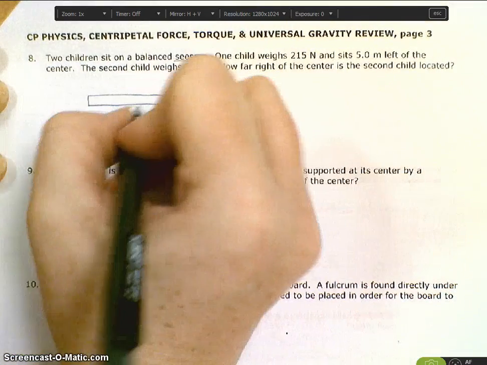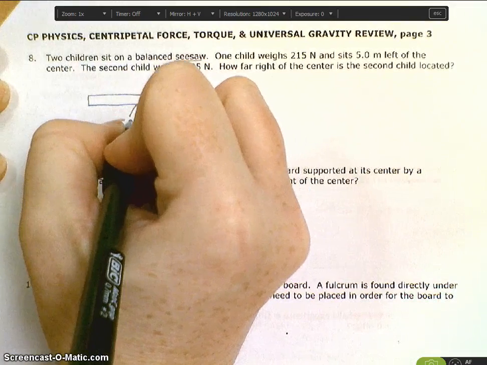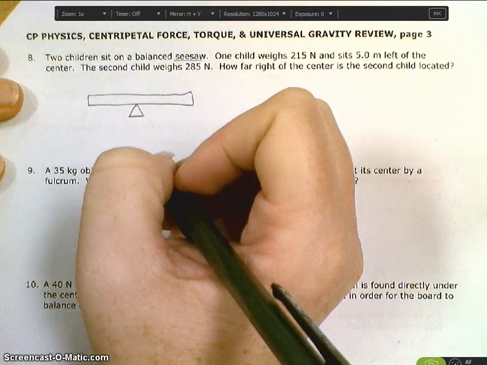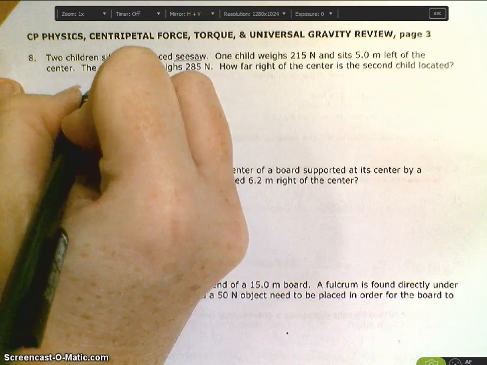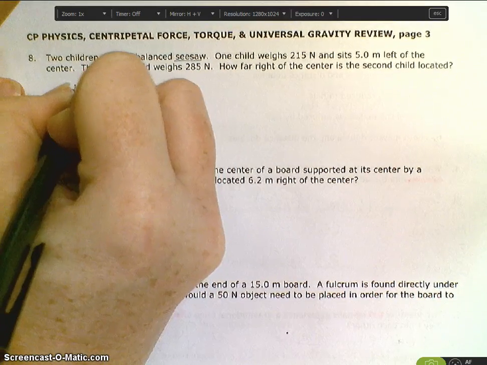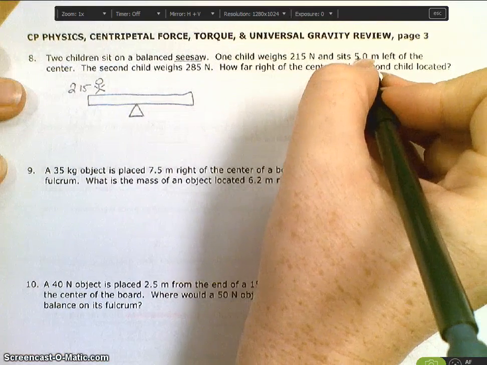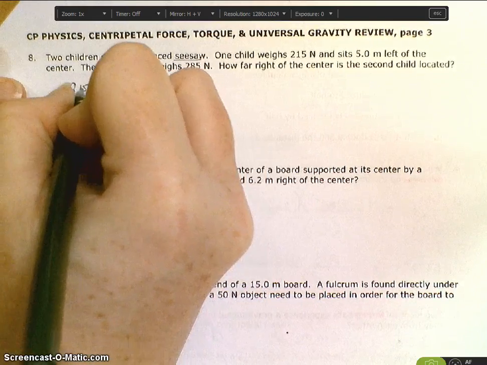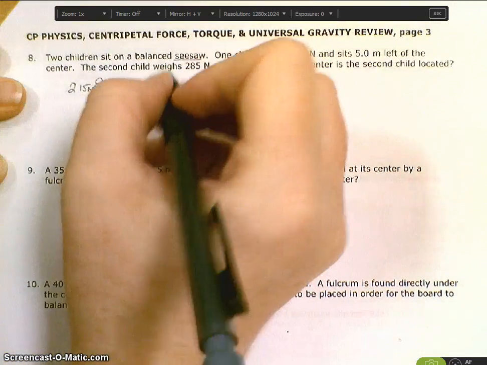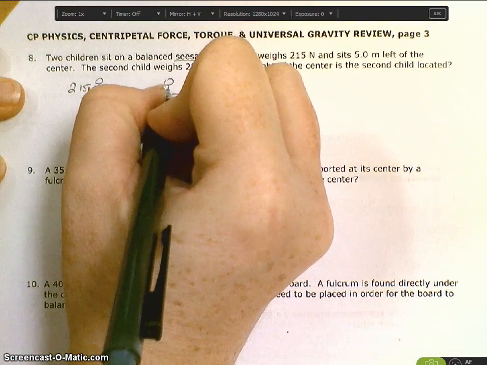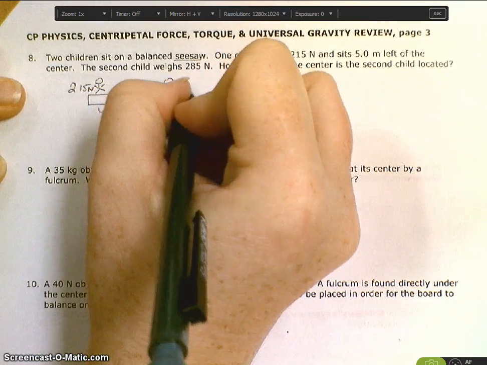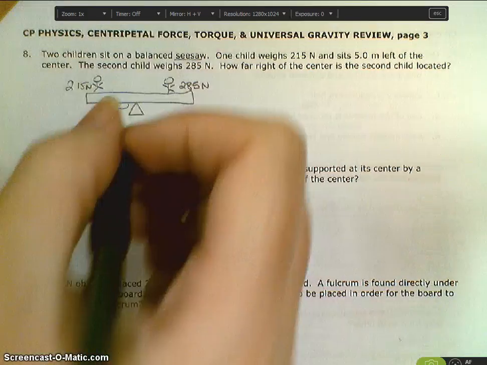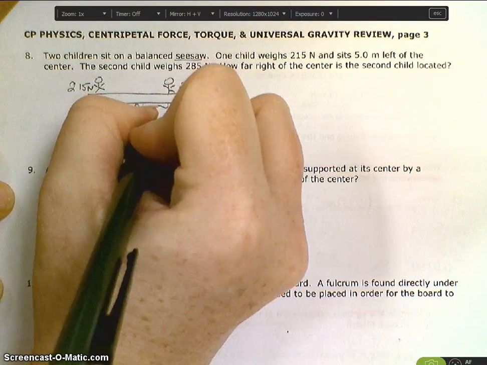It doesn't say the fulcrum is in the center, but I know that because it's a seesaw. So I've got two children there. One child weighs 215 newtons, and he is sitting 5 meters to the left of the center. The second child is 285 newtons. Again, newtons means you've got a force. The question is, how far to the right should he sit?